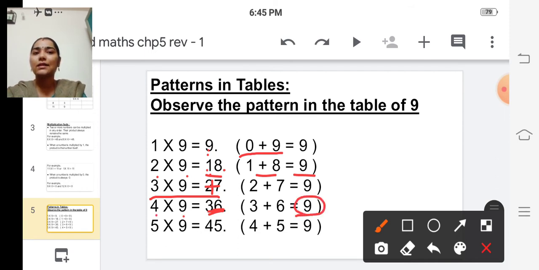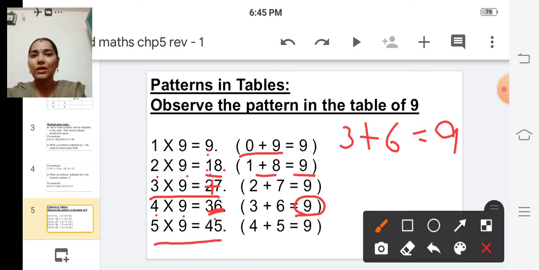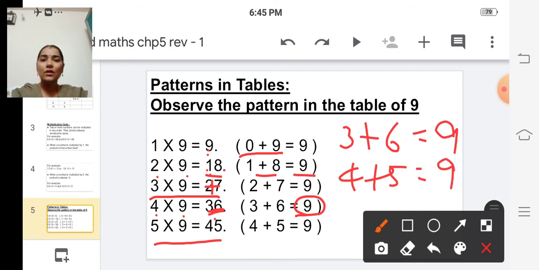So 4 9s are 36 and 3 plus 6 is 9. Isn't it? The next one is 5 9s are 45. So if we add 4 plus 5, it is 9. So in the table of 9, if we add the digits in the product, we will get the answer as 9. Okay, children? Did you observe?